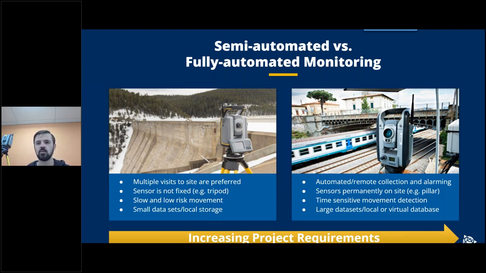Now, as those project requirements increase for various monitoring applications, you get more and more effective with an automated system where your sensors are permanently installed on site, like you see on the right-hand side, and you can automate the data capture, so no one is actually needed to go to site to capture the data, as well as the processing and alarming. As soon as that data is captured, it is processed, whether you want to do a complex network adjustment or least squares adjustment, that is all done in real time, and then it can be set up to visualize in real time as well as create alarms and reports.